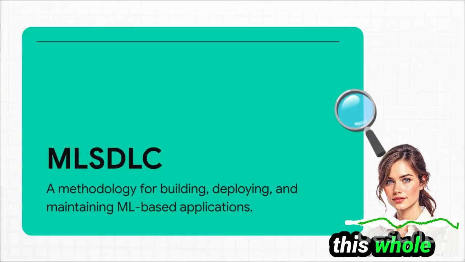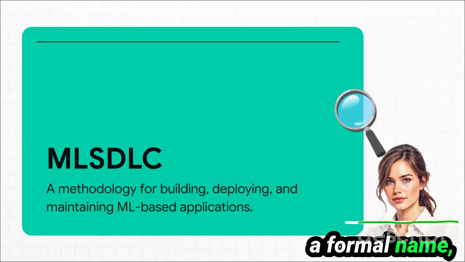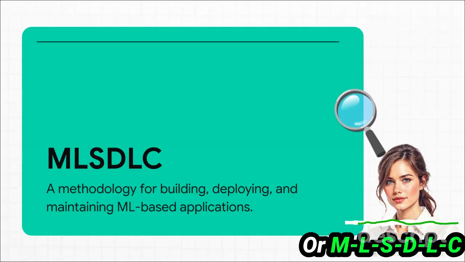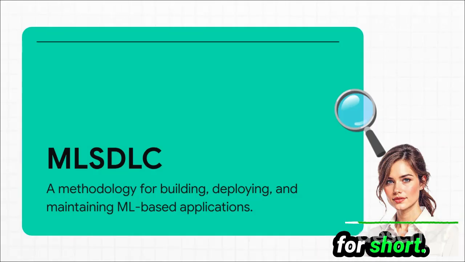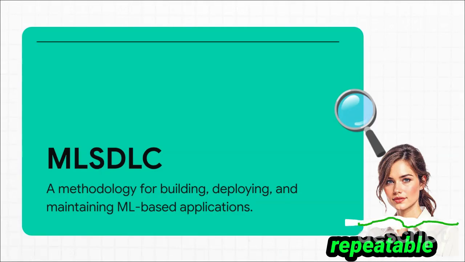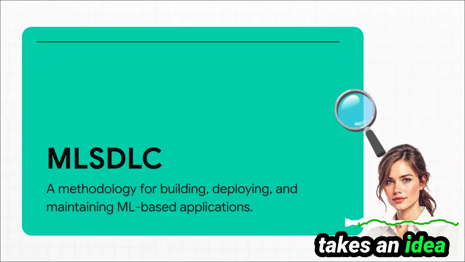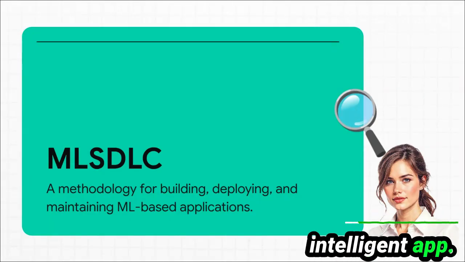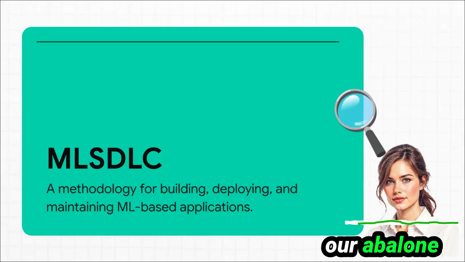Okay, so this whole blueprint, it has a formal name, the Machine Learning Software Development Lifecycle, or MLSDLC for short. Yeah, it's a bit of a mouthful, I know, but the idea behind it is what matters. It's all about having a repeatable, automated process that takes an idea from just a concept to a continuously improving, intelligent app. This is the engine behind our abalone calculator.